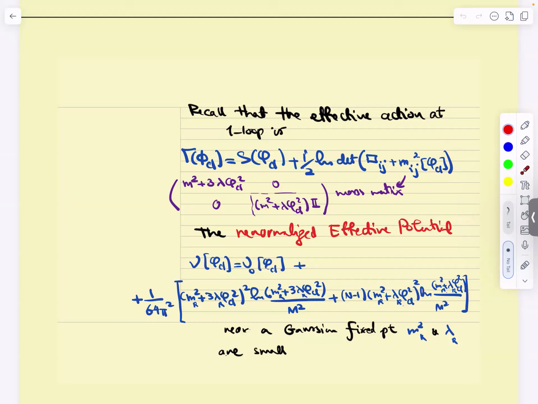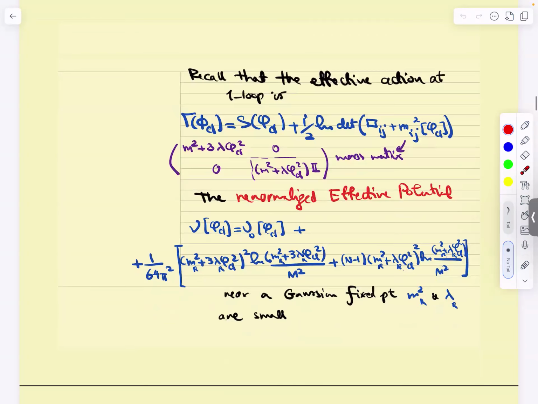In the case of O(N), we saw that there's a mass matrix. I think in our convention we picked the field to look like this. There was some sigma field, which is the direction where it's broken, and then there are the pi i's. The sigma field and the pi i ended up with different masses. That's why you have a mass matrix. We calculate the renormalized effective action. This is what it looked like.